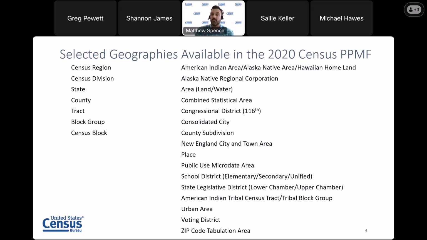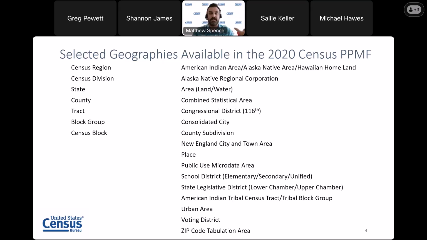But the file also includes a variety of other crossing geographies as well. Things like American Indian Area, Alaska Native Area, and Hawaiian Homeland. Things like Alaska Native Regional Corporation. Things like Combined Statistical Area, Congressional District, New England City and Town Area, place, which is basically cities and towns, incorporated places, or even census designated places, voting districts, state legislative districts, and ZIP Code Tabulation Areas, or ZCTAs. And this is actually not exhaustive.